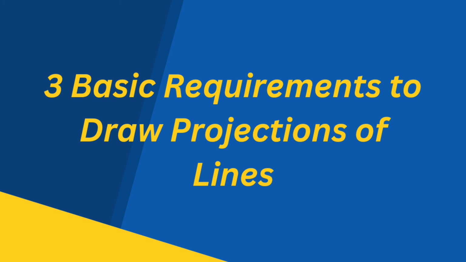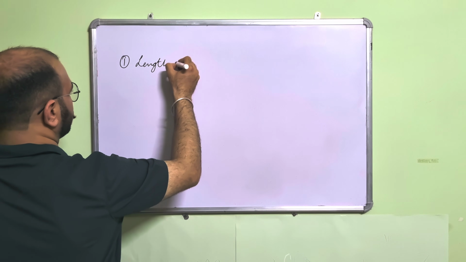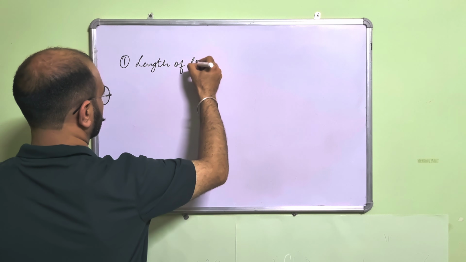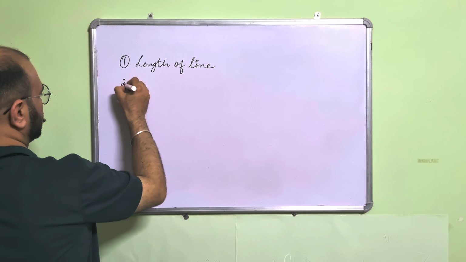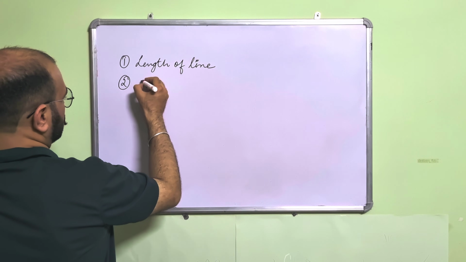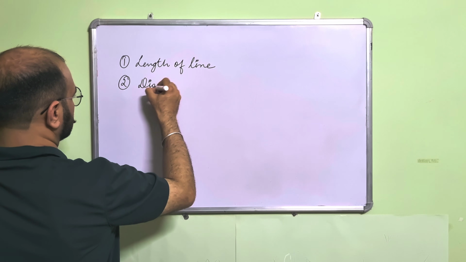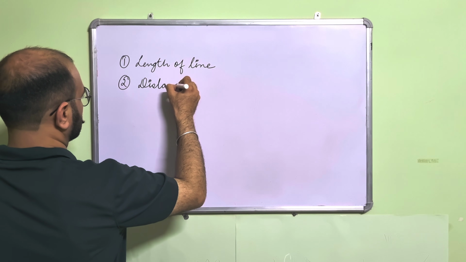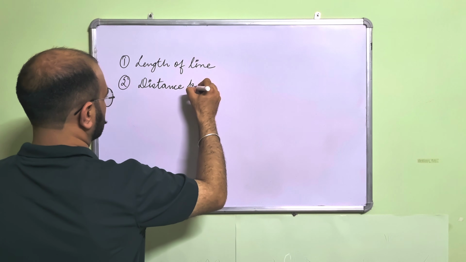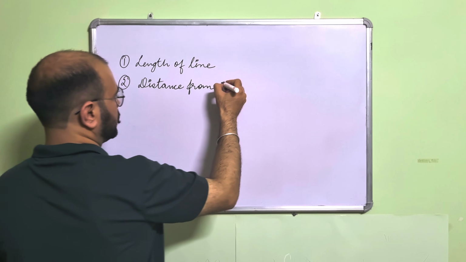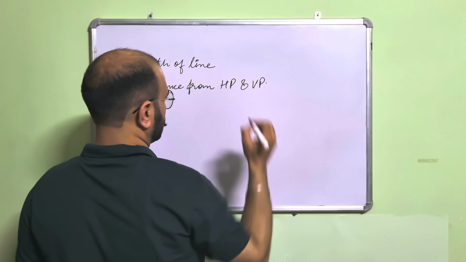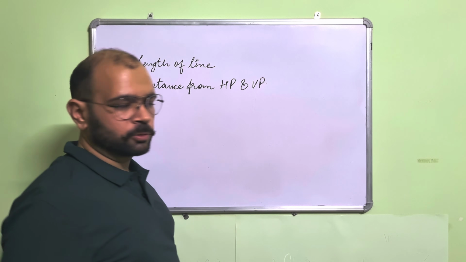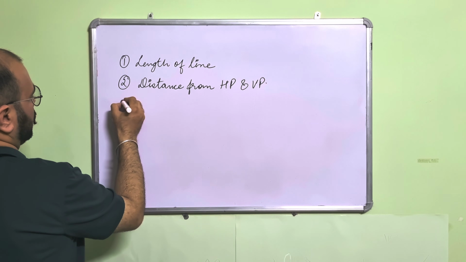The first one is the length of line, which is given to you in the question. The length of line should be given to you. Second is the distance from HP and VP. The distance from HP and VP also should be given to you.